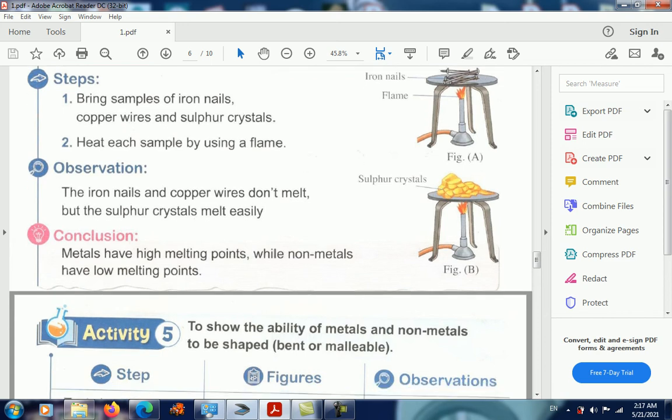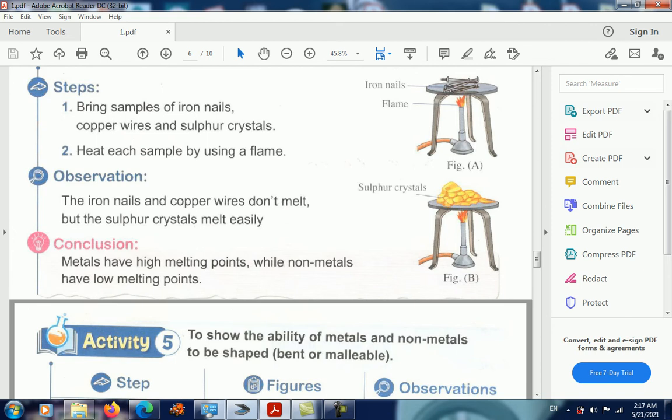So the conclusion in this case is what? Metals have high melting points, while non-metals have low melting points. They melt, but at a very low melting point. The others will require a huge amount of electricity in order to melt. Maybe you cannot even melt them at home. You need to go to a factory or something like that.